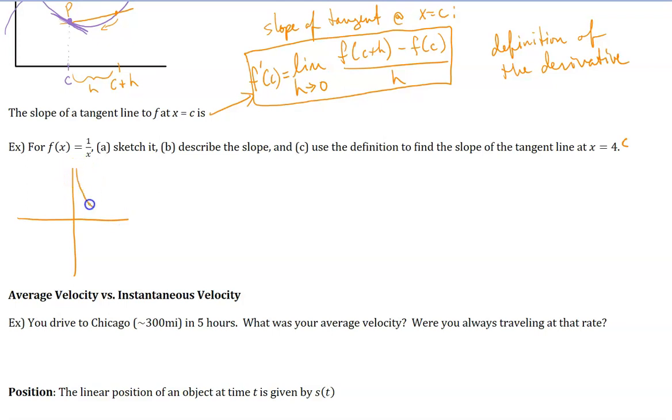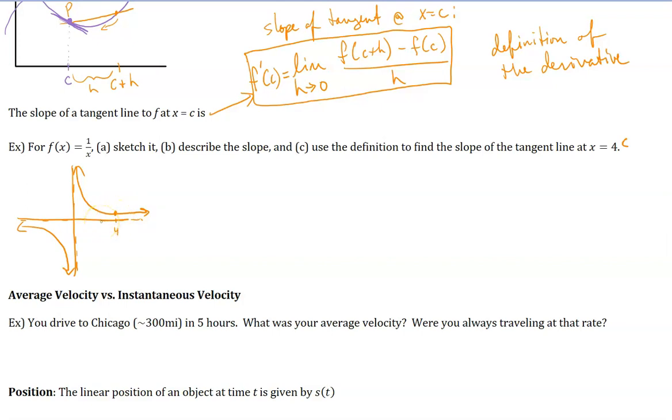Okay, we should have something that looks like this. It's a hyperbola with asymptotes on the two axes, curves in quadrant 1 and quadrant 3. Okay, and at x equals 4, let me make this a little bit longer. Okay, we'll say 4 is somewhere right around here. We are looking for the slope of the tangent line right there.